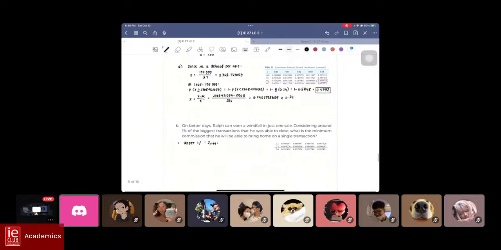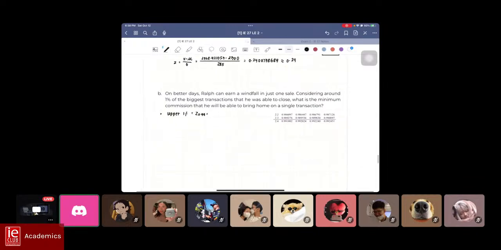For the next naman, it says, on better days, Ralph can earn a windfall on just one sale. So considering around 1% of the biggest transactions that he was able to close, what is the minimum commission that he will be able to bring home on a single transaction? So since it says 1% of the biggest transactions, this would be the upper 1% of the graph. So parang the graph looks like this for Z table. We're looking at this upper 1%.